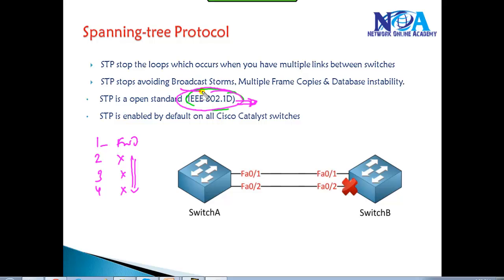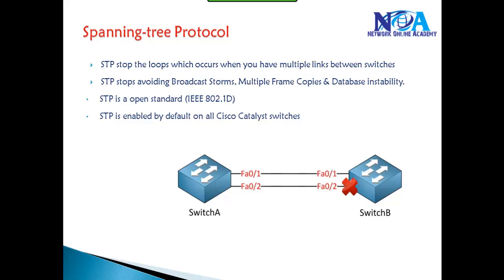Now STP is going to help us in preventing issues like broadcast storms, multiple frame copies, and MAC table instability. So it's going to prevent the loops which generally happen if you have multiple links between the switches, by putting some ports into blocking state. And STP is enabled by default in all the Cisco Catalyst switches.